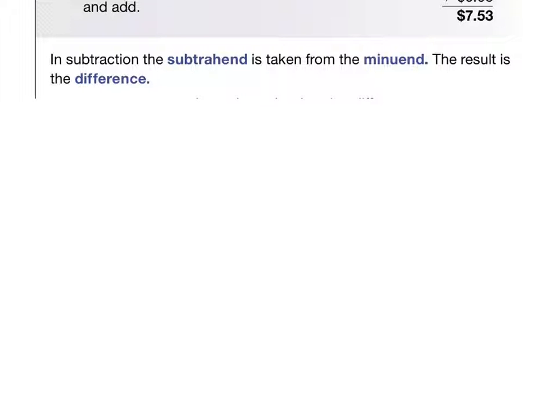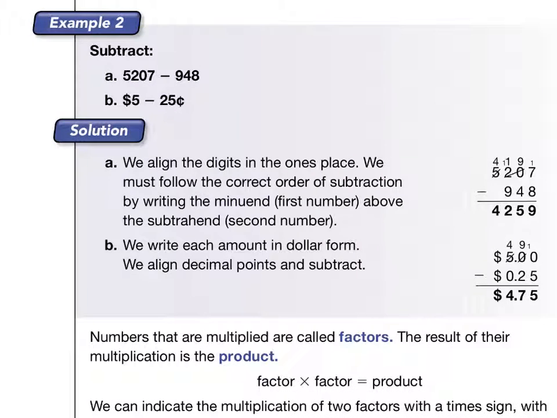The subtrahend is taken from the minuend, and the result is called the difference. So the minuend is like the big amount, the total. You take away the subtrahend, and you get the difference.